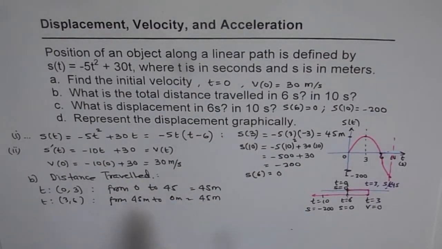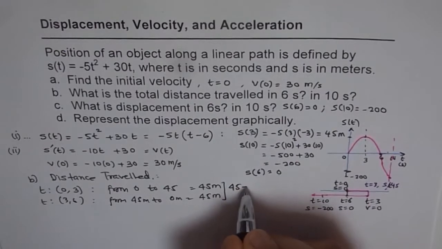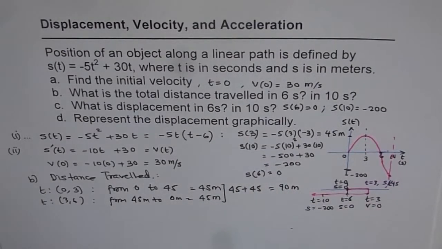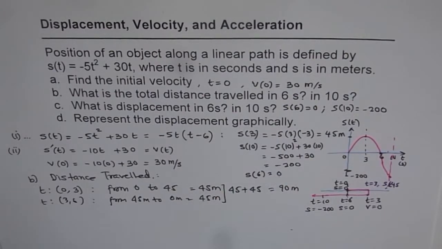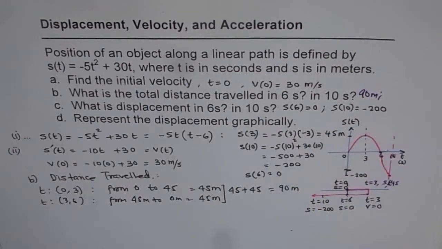Now that is one. So distance traveled in 6 seconds is the total of these two, right? So which is 45 plus 45. And so we get 90 meters as our answer. Do you get the thing? So in 6 seconds, the answer is 90 meters. So 90 meters for part 1.